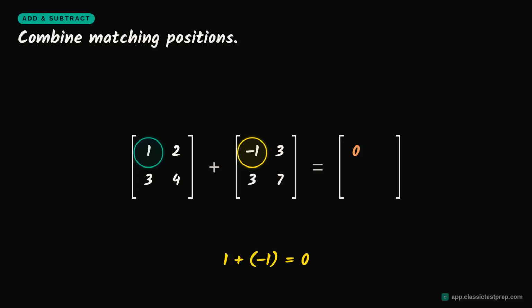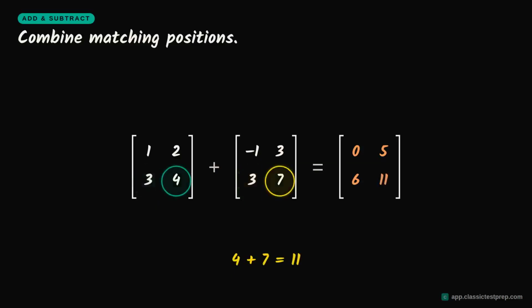To add these together, just combine the terms that occupy the same positions in each matrix. Top left plus top left, top right plus top right, etc. 1 plus -1 is 0, 2 plus 3 is 5, 3 plus 3 is 6, 4 plus 7 is 11. So adding these 2 matrices together results in a new matrix with entries 0, 5, 6, and 11.